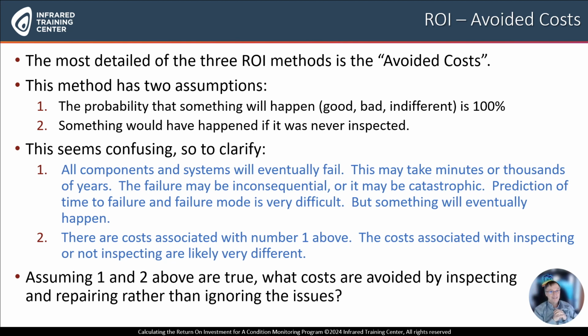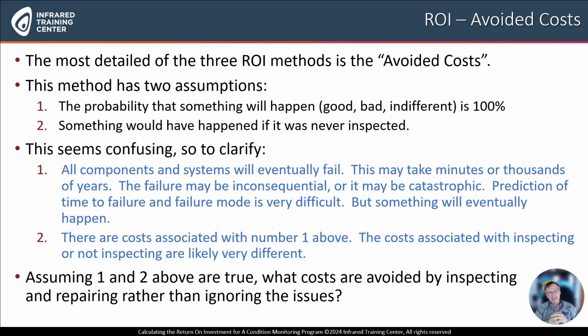Now, here is the complicated one. This is called the return on investment avoided cost method. And this is very, very detailed. And there is an Excel spreadsheet that accompanies this webinar. Okay. Now, this method has 2 assumptions. Number 1, the probability that something will happen, good, bad, or indifferent, is 100%. I don't know of any other exceptions to that. And number 2, something would have happened, one of the above, if the component was never inspected.